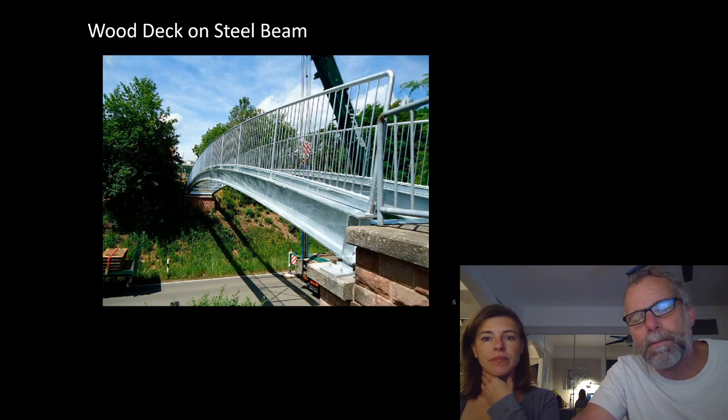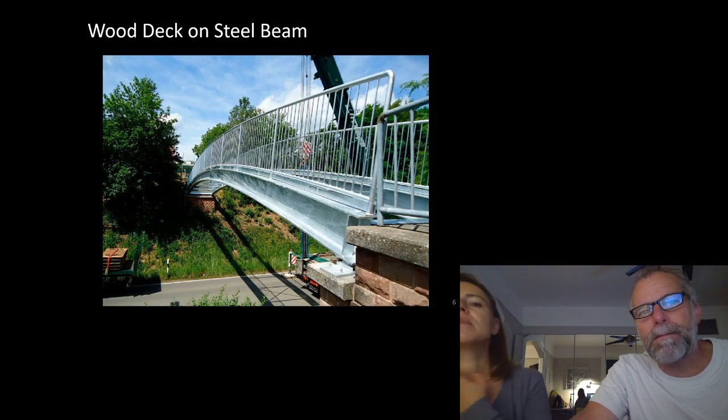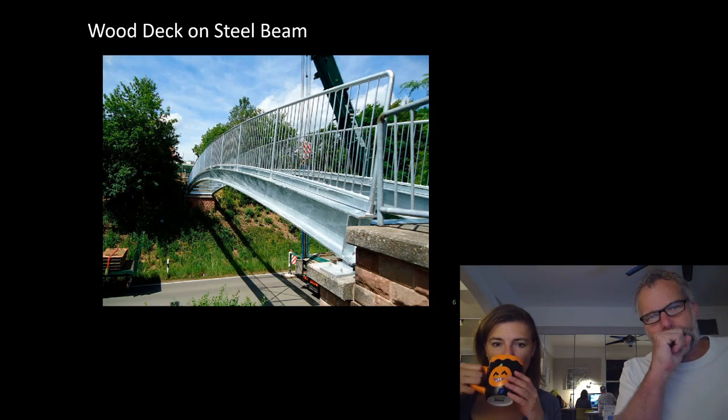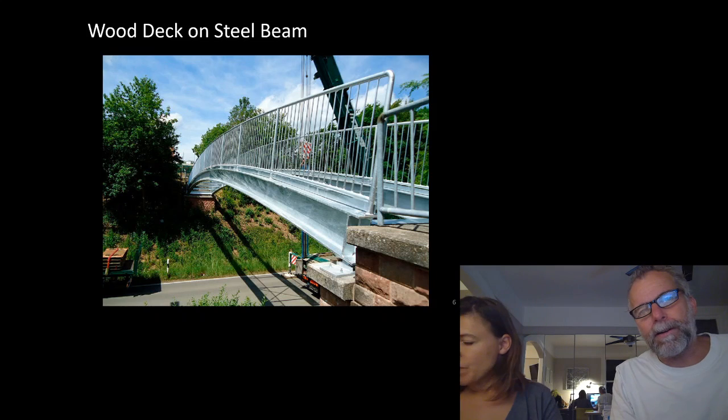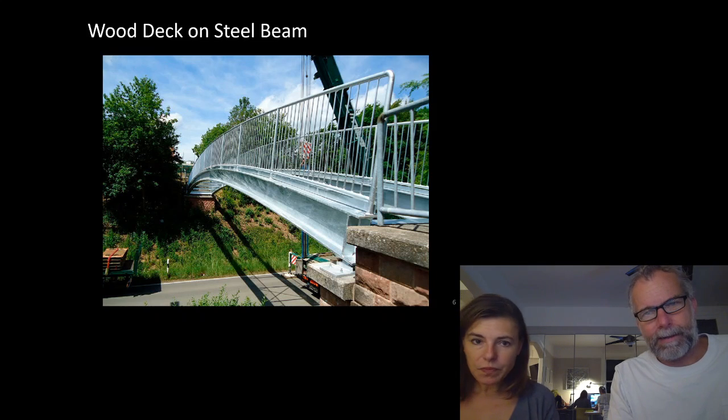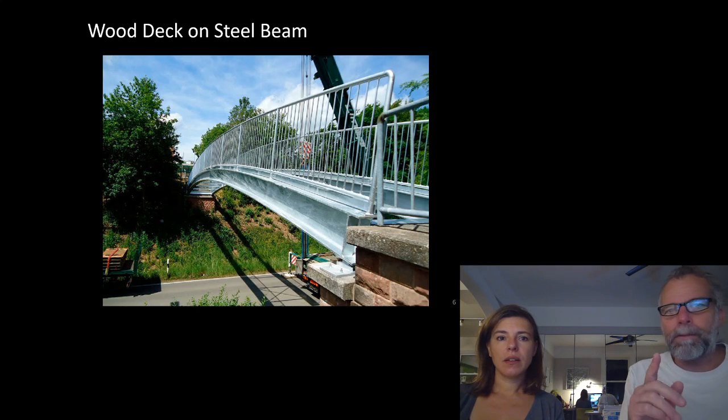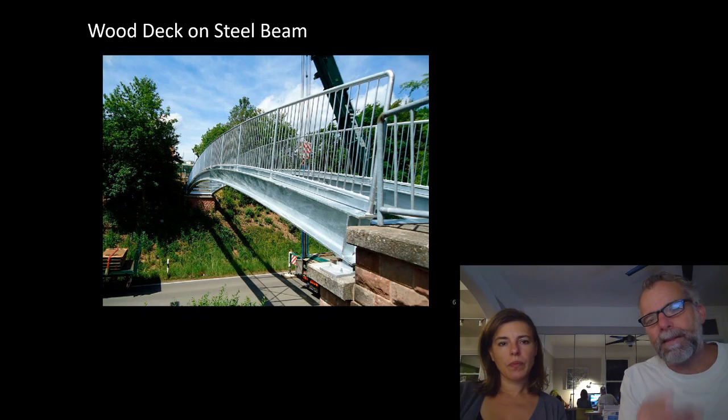A very, very simple bridge. This is a simple beam, a simple beam spanning across a gorge with wood decking. I want to point out that this looks like an arch, and so you might be inclined to correct me and say, "No, Dave, that's an arch. That's not a beam." In fact, it's a beam.